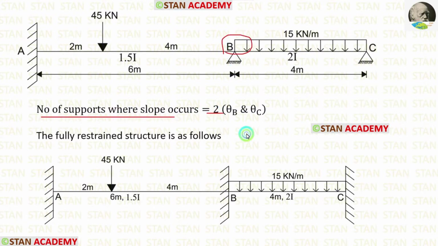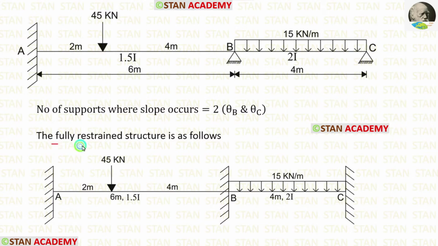At the point B, we are having theta B and at the point C, we are having theta C. So, in this problem, we are having two unknowns. If we calculate these two unknowns, we can find the final moments very easily.